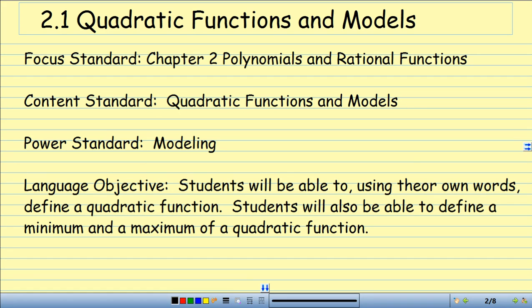Our language objective is that you're going to be able to, using your own words, define a quadratic function. And that's why I'm a math teacher, not an English one. Students will also be able to define a minimum and a maximum of a quadratic function.